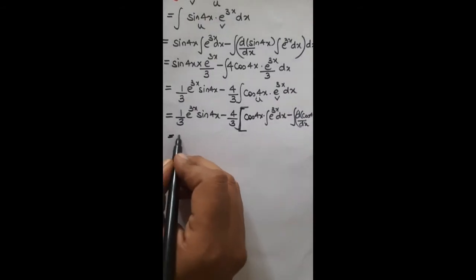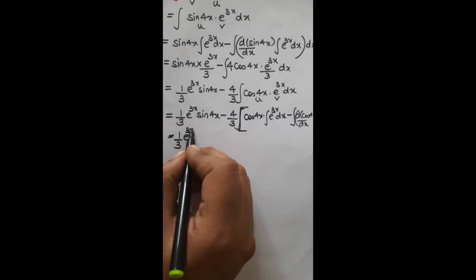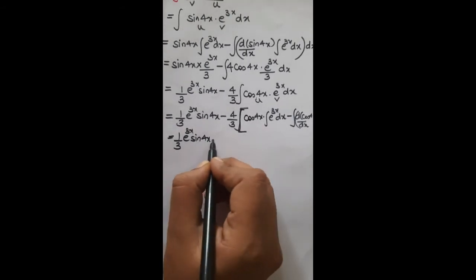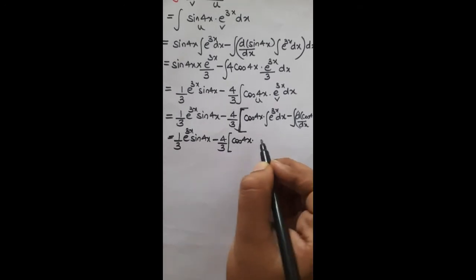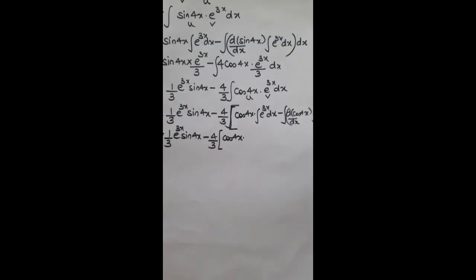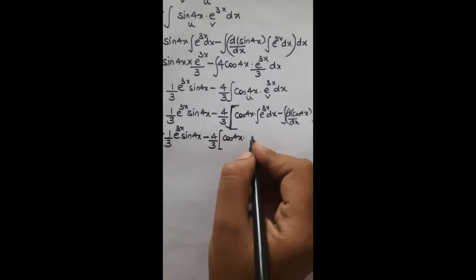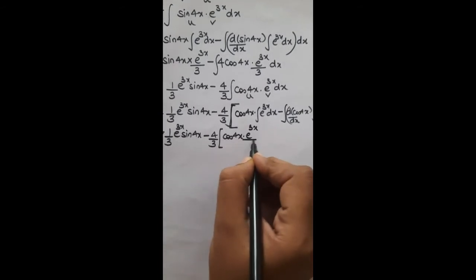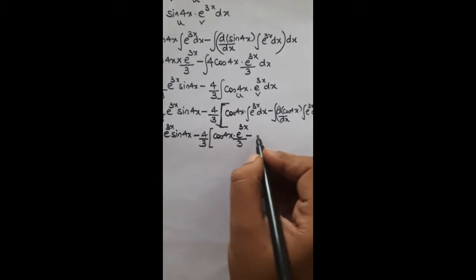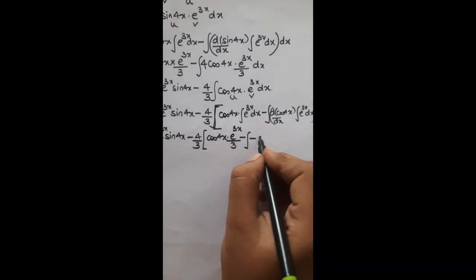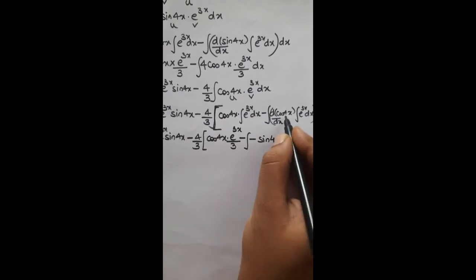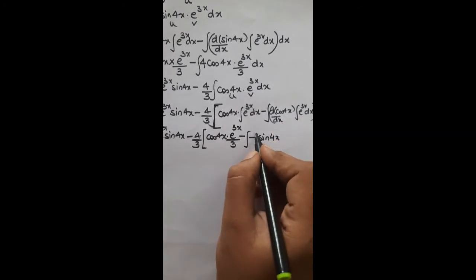So this will be 1 by 3 e raised to power 3x sin 4x minus 4 by 3 times cos 4x into integration of e raised to power 3x. Integration of e raised to power 3x is again e raised to power 3x upon 3, minus integral, derivative of cos 4x. It is minus sin 4x, and then by chain rule differentiate 4x, it will be 4.